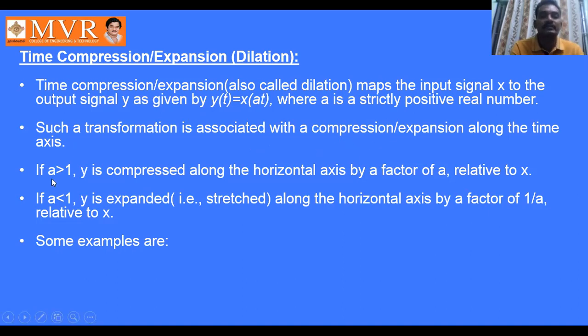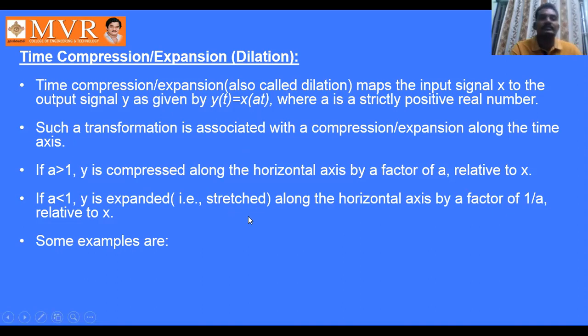If a is greater than 1, y is compressed along the horizontal axis by a factor of a relative to x. Similarly, if a is less than 1, y is expanded, that is stretched, along the horizontal axis by a factor of 1 by a relative to x. If y of t is equal to x of a t, then it is a compressed signal, and if y is equal to x of t by a, then it is an expanded signal.